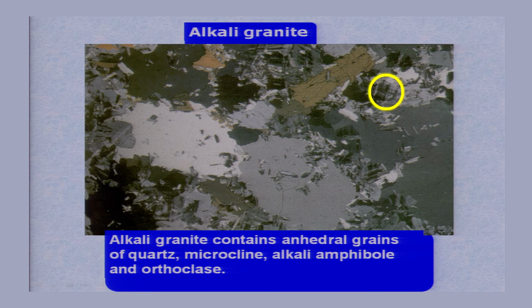At this place you can see some grains, they show cross hatch twin crystals very well, and alkali amphibole, this is alkali amphibole, and orthoclase, this is orthoclase. Therefore, the rock is alkali granite, as it contains anhedral grains of quartz, microcline and amphibole and orthoclase. Therefore, this rock is alkali granite.